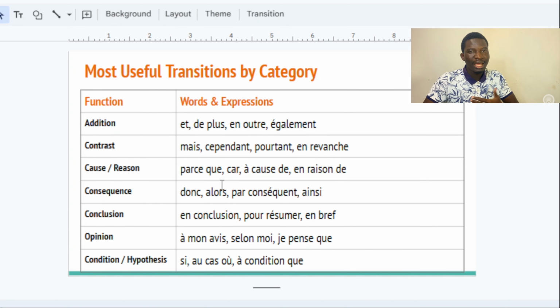Parce que, car also means because. À cause de, because of, right? En raison de, reason being. So if you want to be even more fancy, you can use this one.